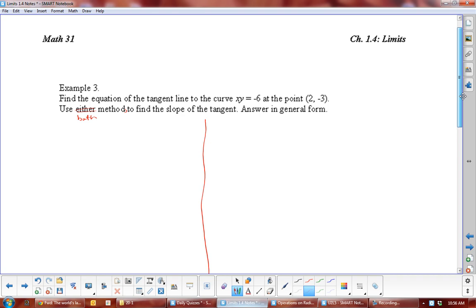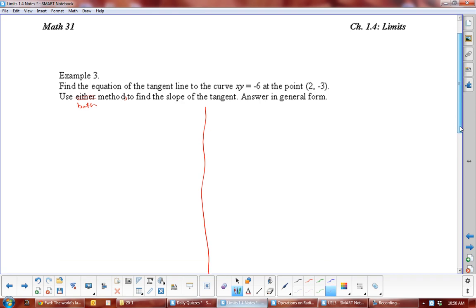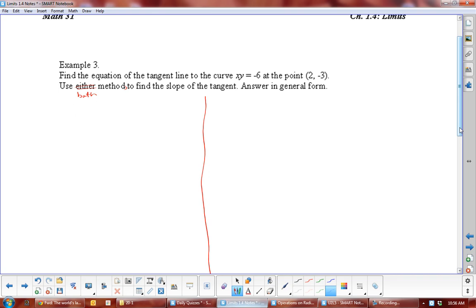Now here's the way that I always get this stuff sorted out. We have xy equals -6. We can just change this to y equals -6 over x. So we've got this curve, it's not a line actually, -6 over x, and it wants us to find the equation of the tangent line.